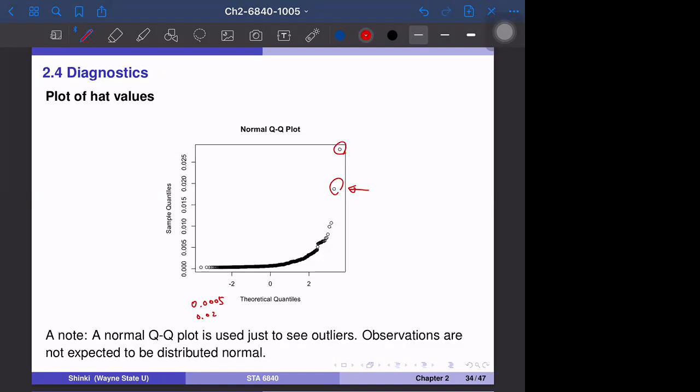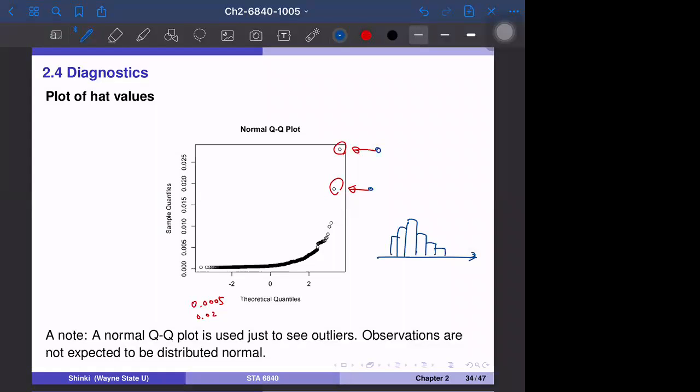So it might be too influential on the regression result. Here, a normal QQ plot is used just to see outliers. The observations are not expected to be normally distributed. A normal QQ plot is similar to a histogram. Even if we know the data is not normally distributed, we can make a histogram to see the shape of the graph, and the QQ plot is the same thing. But with a QQ plot, it's easier to see these extreme values. That's why we used a QQ plot instead of a histogram.